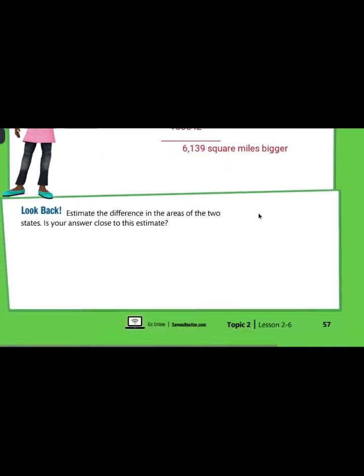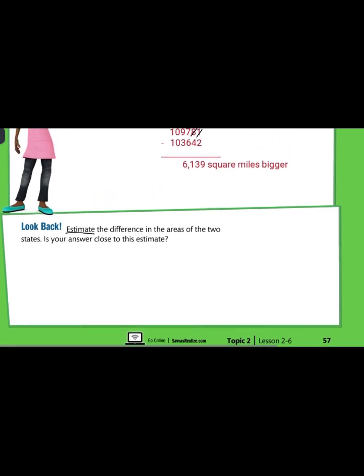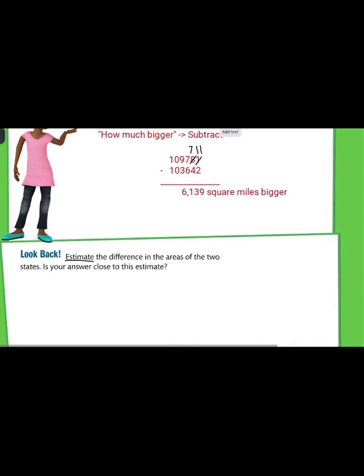Let's move on to this next question at the bottom of page 57, where it asks us to estimate the difference in the areas of the two states. Is your answer close to the estimate? So let's go ahead and round 109,781 to the nearest thousand. So it's 110,000. It rounded up to 110,000.